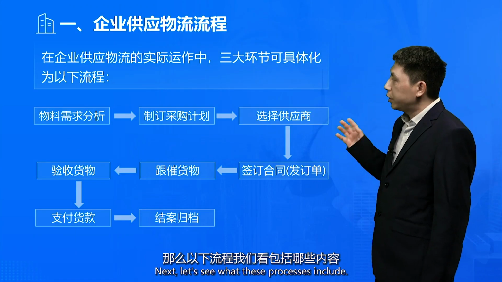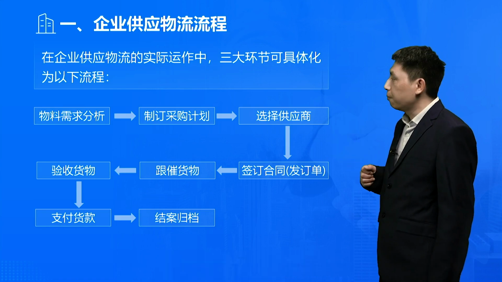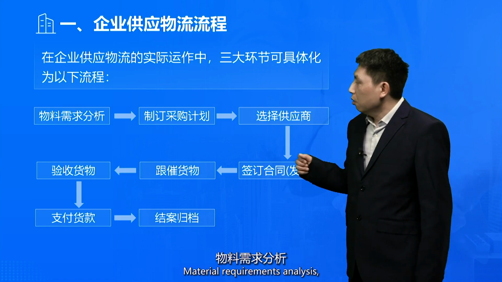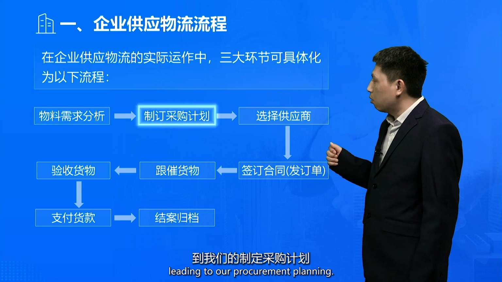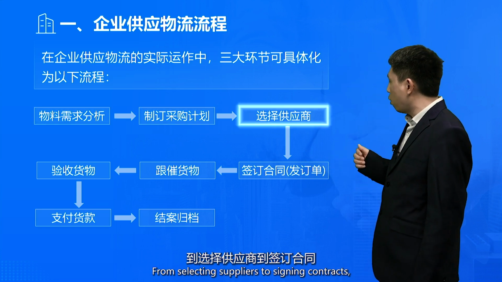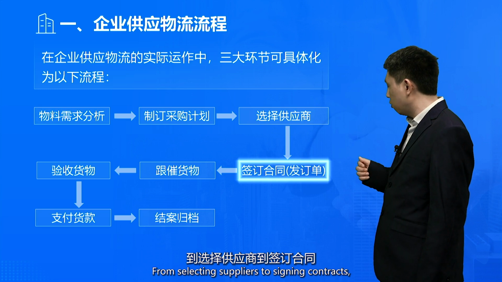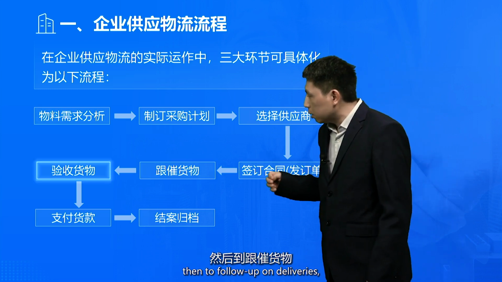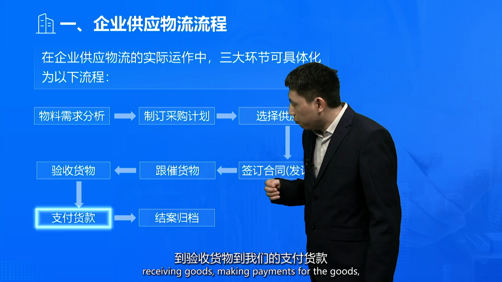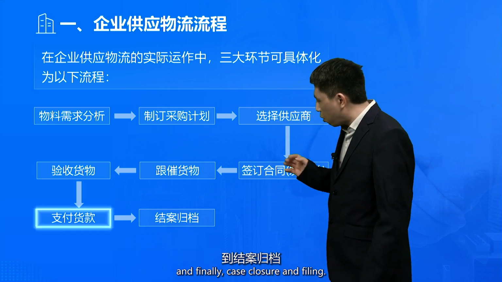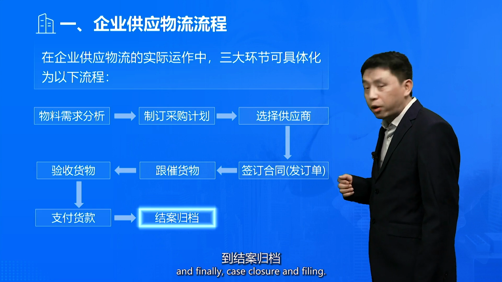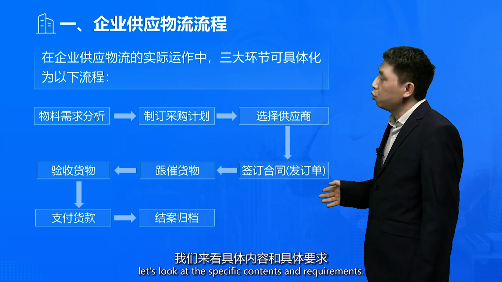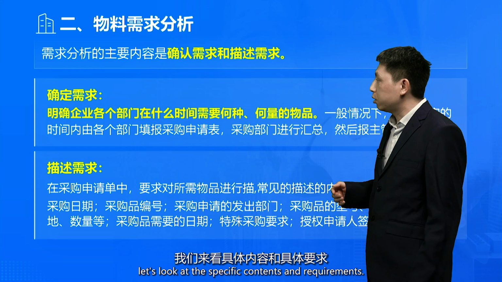Next, let's see what these processes include. Material requirements analysis, leading to our procurement planning, from selecting suppliers to signing contracts, what we call placing orders, then to follow up on deliveries, receiving goods, making payments for the goods, and finally, case closure and filing. Within this, let's take a look at the specific contents and requirements.